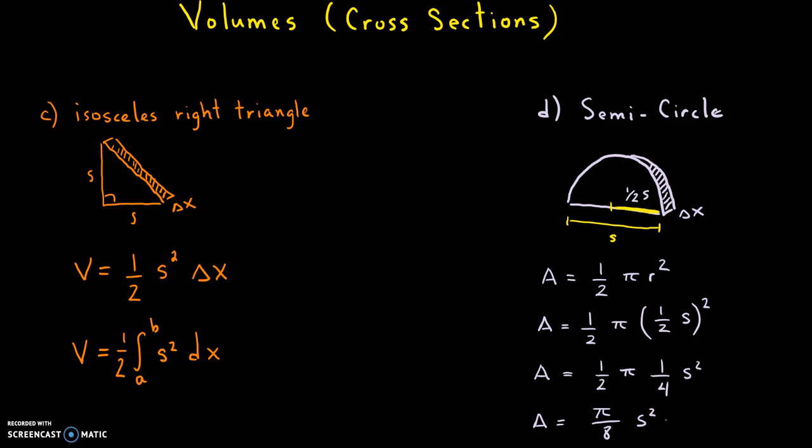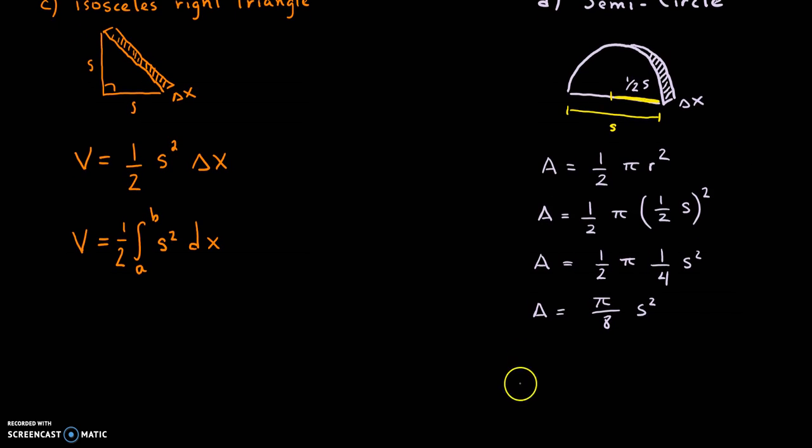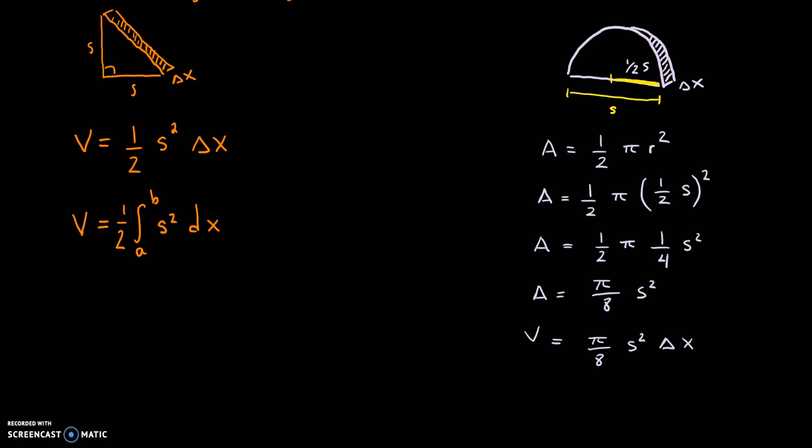So that's the area. Again, if I want the volume, all I have to do is just multiply by delta x. So it turns out that the volume is going to be the area, which is pi over 8 s squared delta x. Now that's just the volume for this one semicircle. If I wanted to accumulate infinitely many of them, then all I would do is integrate. So I'm going to write the pi over 8, and then I would integrate from a to b, and then we have s squared dx.